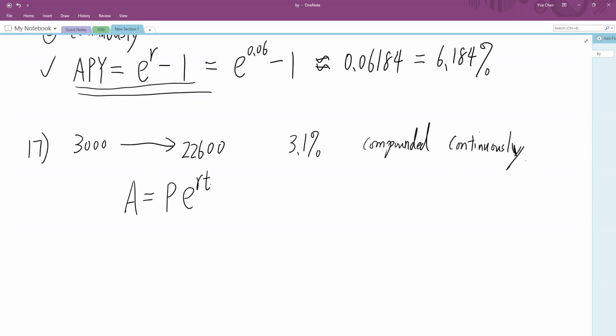Okay, so now we plug in everything we know. What is A? Okay, 22,600. What is P? 3,000 times E to the R, which is what? 0.031. Then times T. Okay, then we divide by 3,000. Right? This equation we solved several times, right? You remember we have the number. Let me see which one we solved. A very similar one.